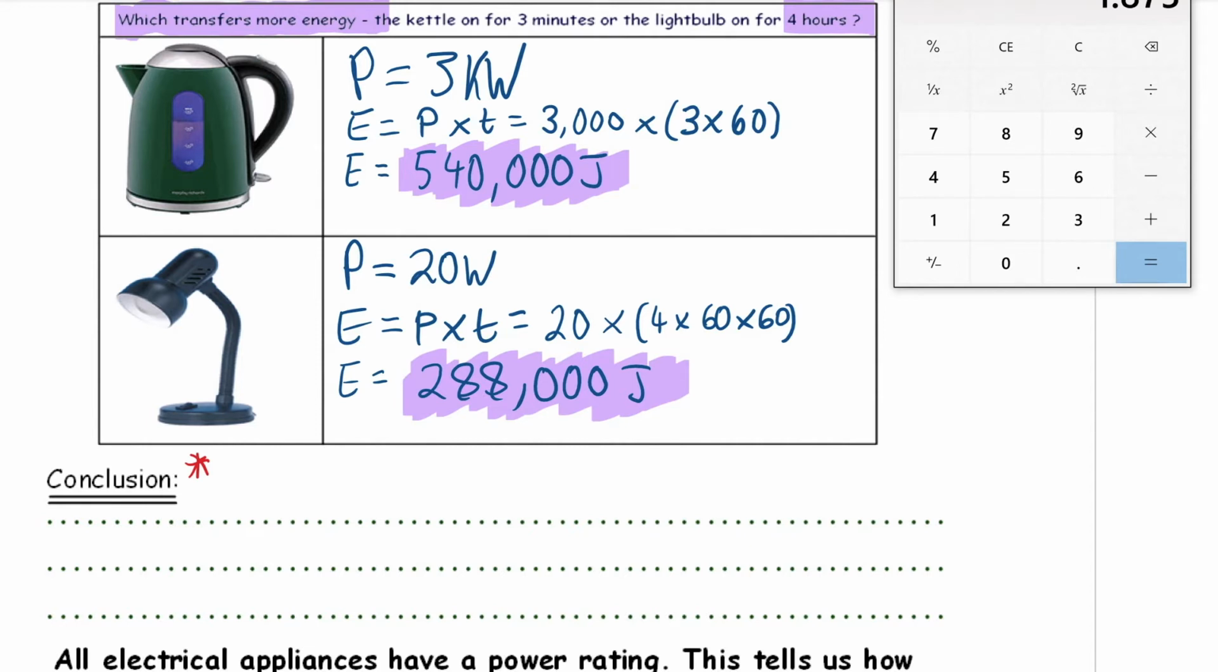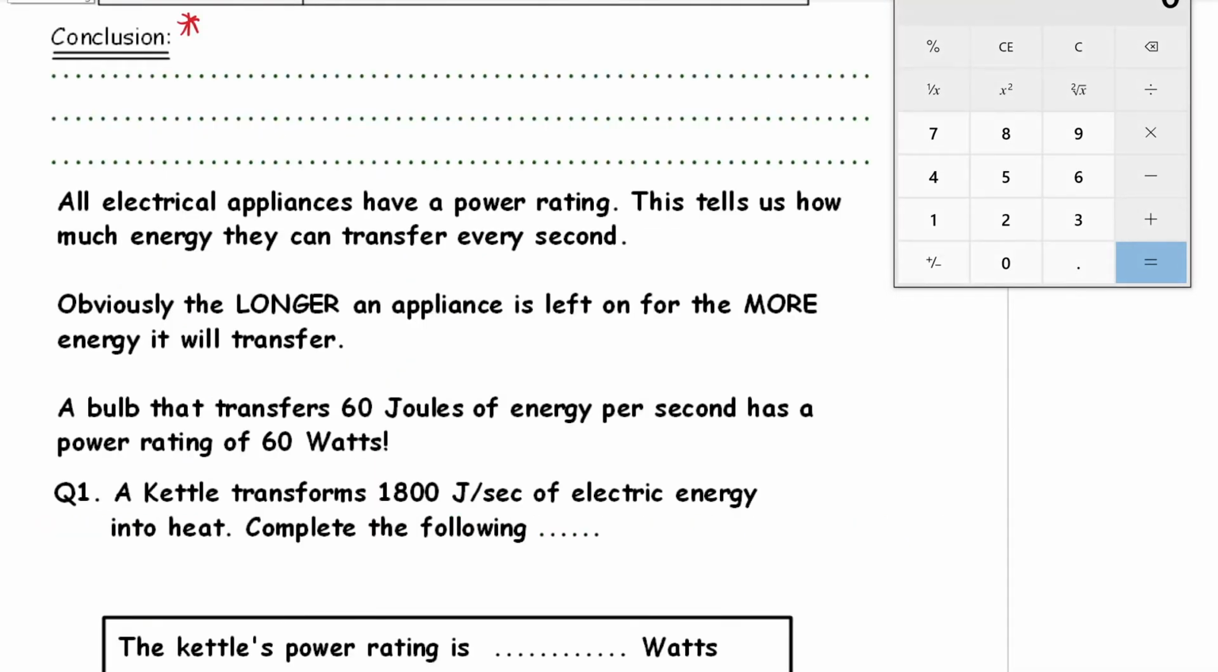You can see the kettle almost uses twice the amount of what the lamp uses, but not quite. I'll just let you read this information below. We've covered that, so there's nothing new there.